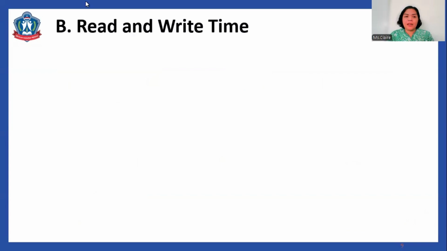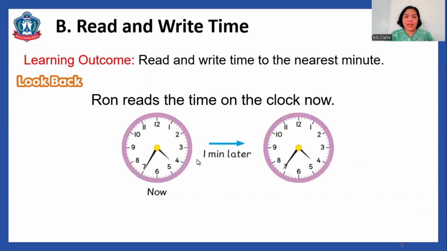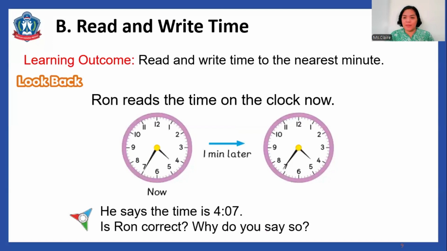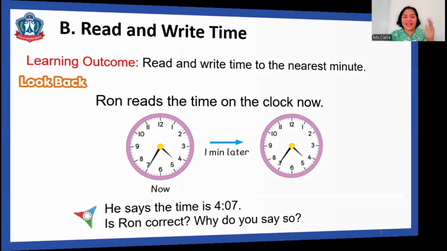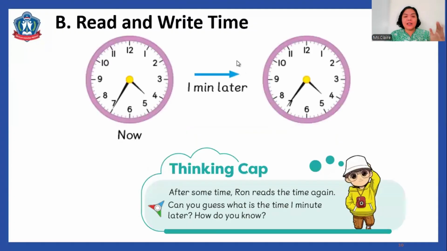Okay, now let's go, children, to reading and writing time. Okay, Ron reads the time on the clock now. Take a look. He says that it's 4:07. Is he correct? 1 minute later is 4:08. Is he correct for that? Do you think Ron is correct? Okay, let's see.